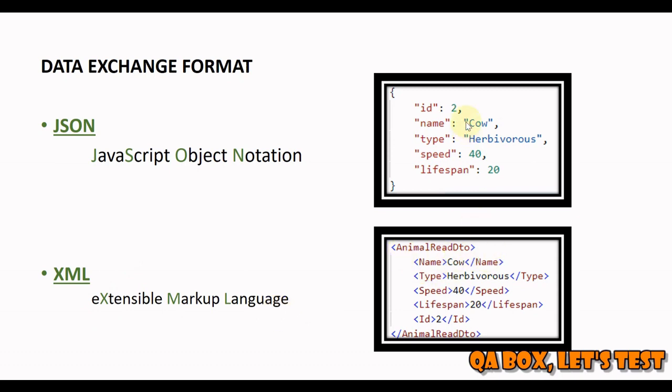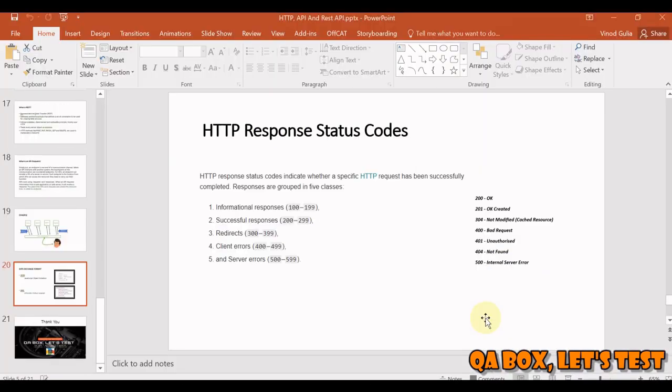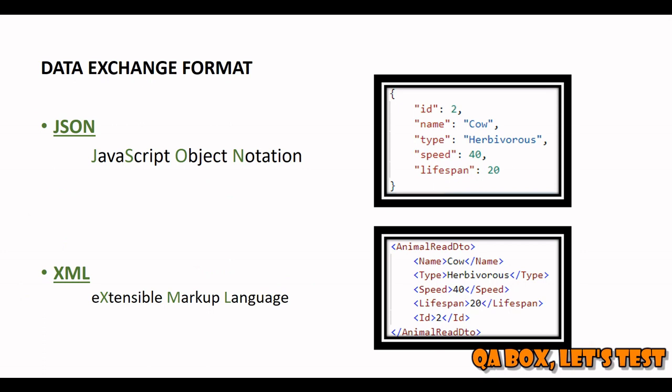And here you can see the same representation of this cow object, but now in the form of XML. You see that these are the different attributes, and it is heavier than your JSON. Okay. So how do we get the response back in the format of JSON and XML?